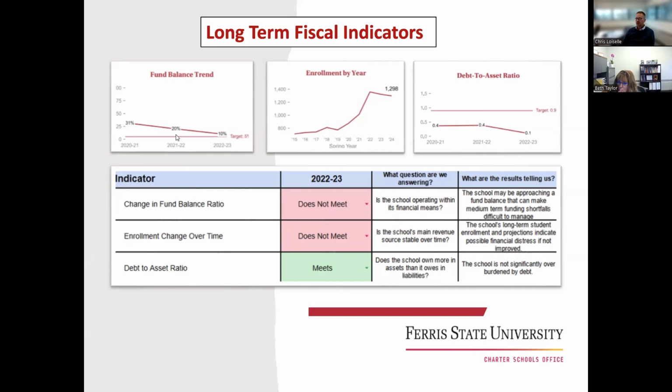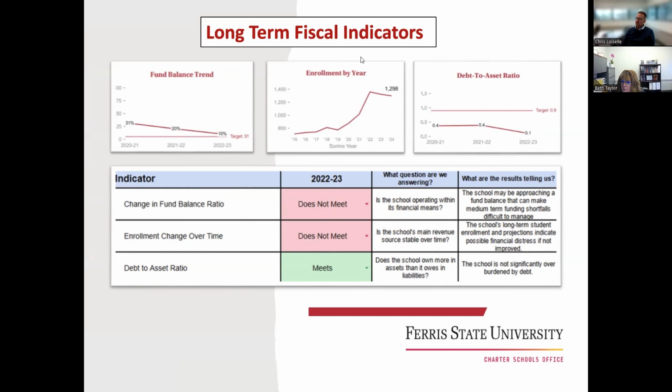But the other thing we're looking at is this trend. In this case, the school's fund balance has been declining over the last 3 years, and it's approaching that low floor target of 5%. That's not good. It's good that it's still above 5%, but certainly this trend does not meet our expectations for a healthy fund balance, which we would like to see stable or slightly increasing, depending upon the long-term strategy of the school.